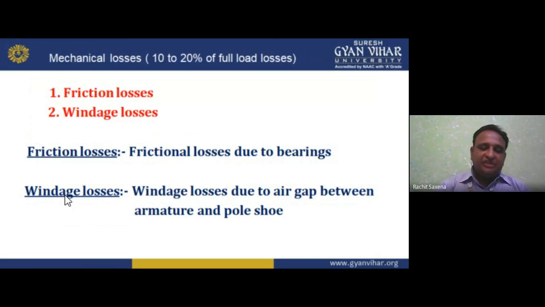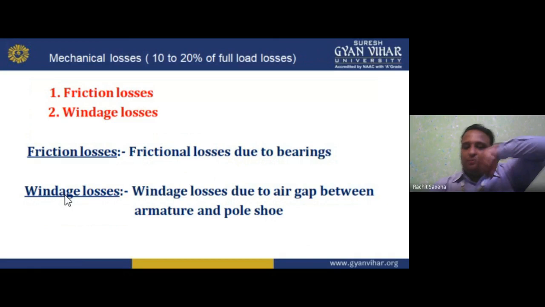So first is friction loss. Friction loss is due to bearings. We have bearings, and with the help of these bearings the shaft rotates. I earlier told you in the construction. Now windage loss: windage loss is due to the air gap between the armature and the pole.